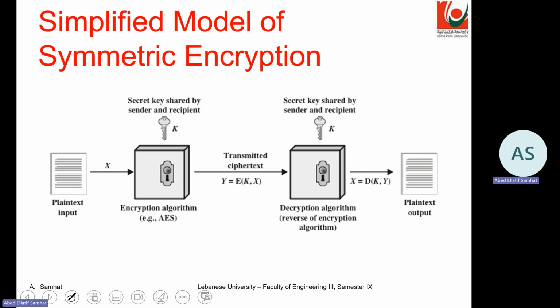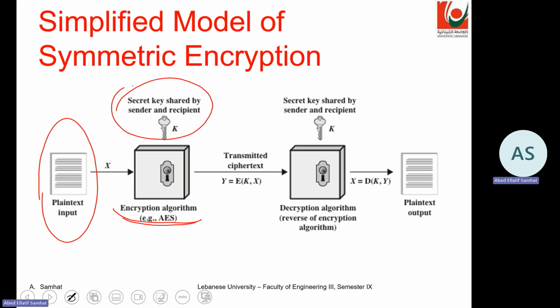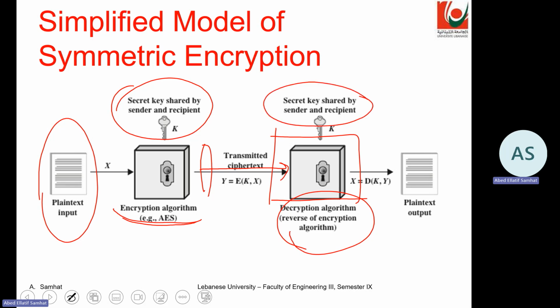So we have the plain text, which is the text before the encryption. And here we have a specific encryption algorithm. And in order to achieve the encryption, we are using a secret key, which is shared between the transmitter and the receiver. And after that, we have here the ciphertext, and ciphertext is sent to the receiver. At the receiver side, we have a decryption algorithm, and using the same secret key, it's possible to decrypt the ciphertext in order to have a plain text.